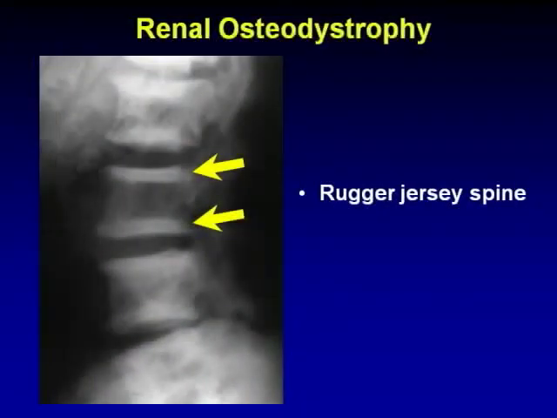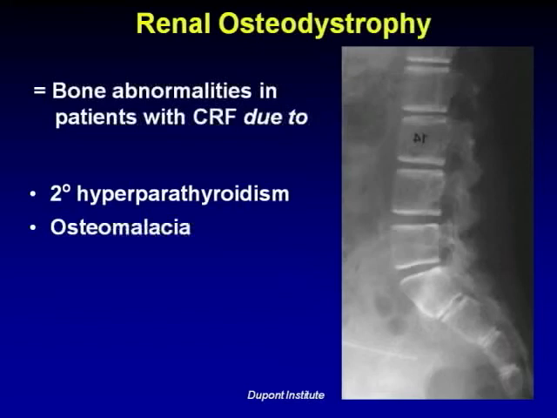Next unknown case, 2 patients with the same diagnosis. There's your hint. This is renal osteodystrophy, and the finding is that of a rugger jersey spine, those bands of sclerosis along the end plates that are characteristic. Renal osteodystrophy is defined as the bone abnormalities in patients with chronic renal failure due to both secondary hyperparathyroidism and osteomalacia.